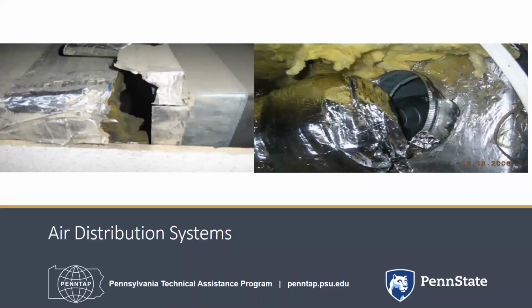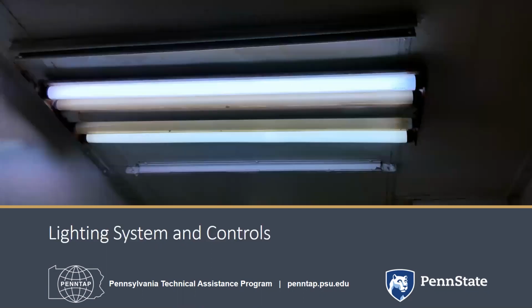We touched on this earlier when looking at opportunities within your HVAC systems. Remember to look for damaged ductwork or leaks in your system. These photos are great illustrations of this. Next, let's take a look at lighting. According to the EPA and DOE, lighting can account for up to 40% in commercial and office-based buildings.